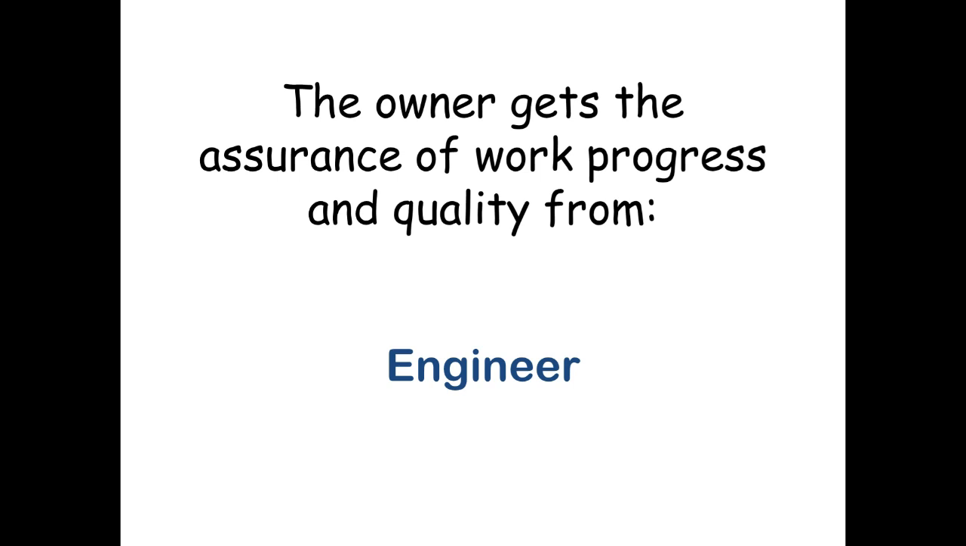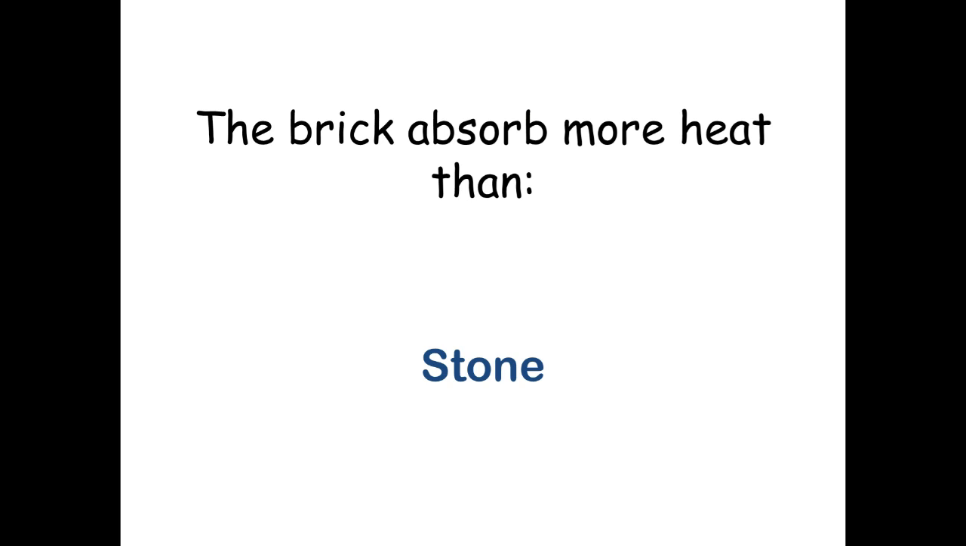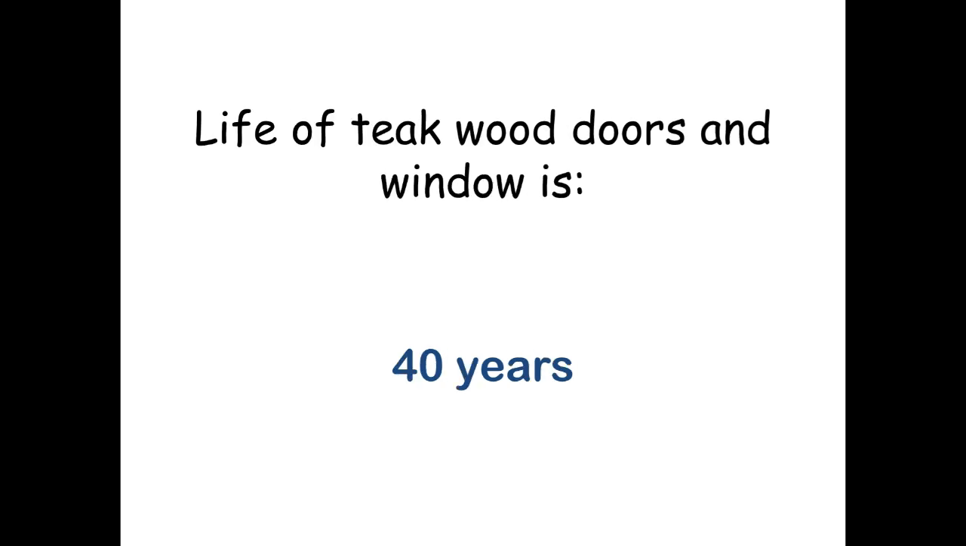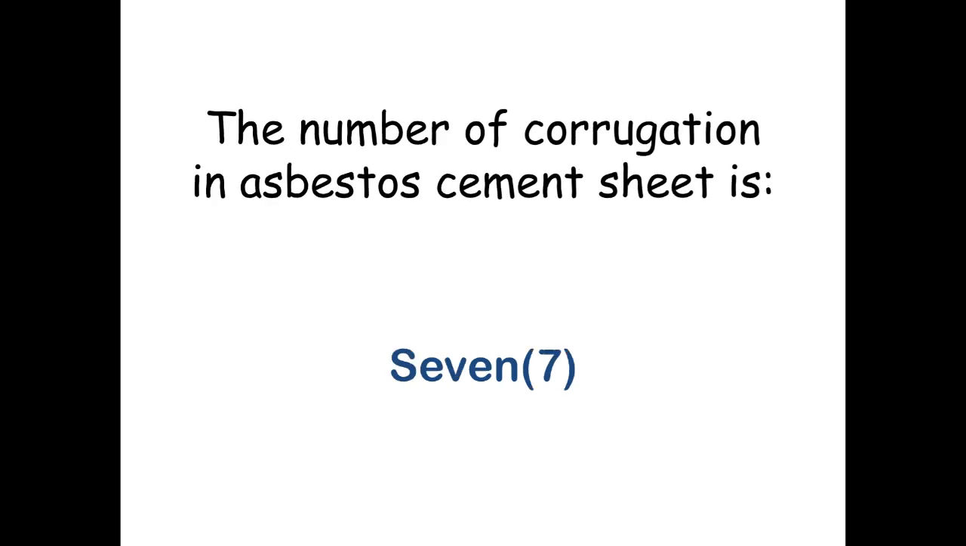The owner gets the assurance of work progress and quality from engineer. Whenever color washing on AC corrugated sheets is done, in the estimation the plan area of sheets is increased by 20%. The brick absorbs more heat than stone. Life of teak wood doors and window is 40 years. Minimum side lap required for asbestos cement sheets is 15 cm. The number of corrugations in asbestos cement sheet is 7.